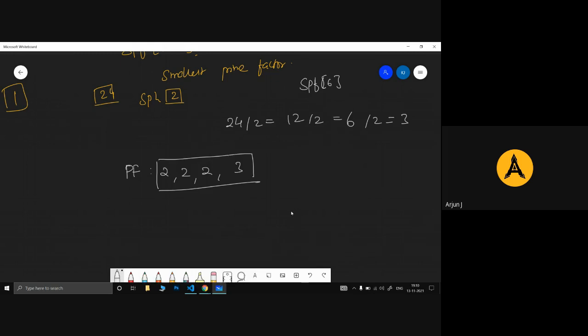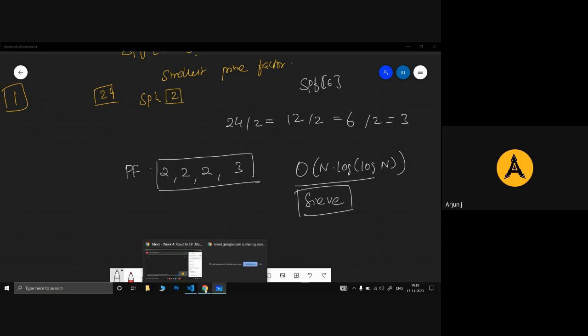This algorithm also takes a time complexity of O of n log log n. As you know, it is just similar to the Sieve of Eratosthenes that we discussed earlier. This is also going to have exactly the same time complexity as the Sieve of Eratosthenes. So I hope you get it.